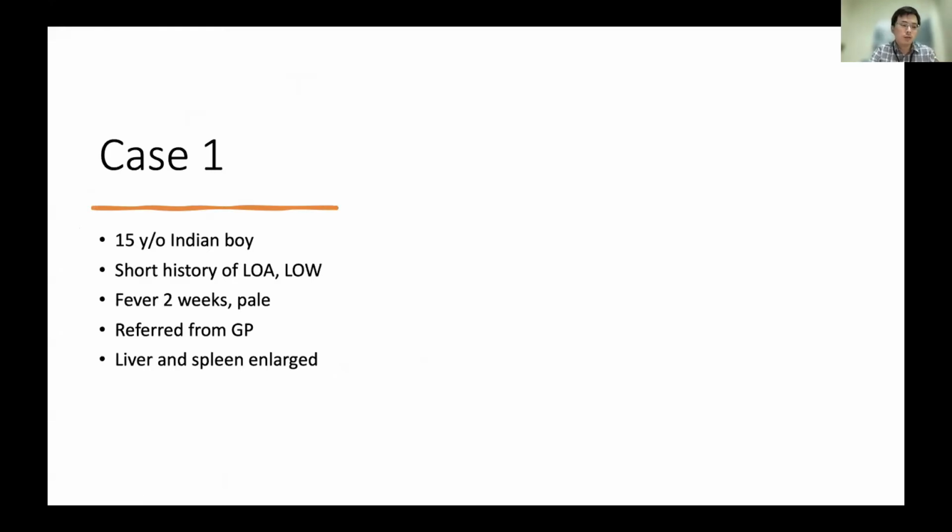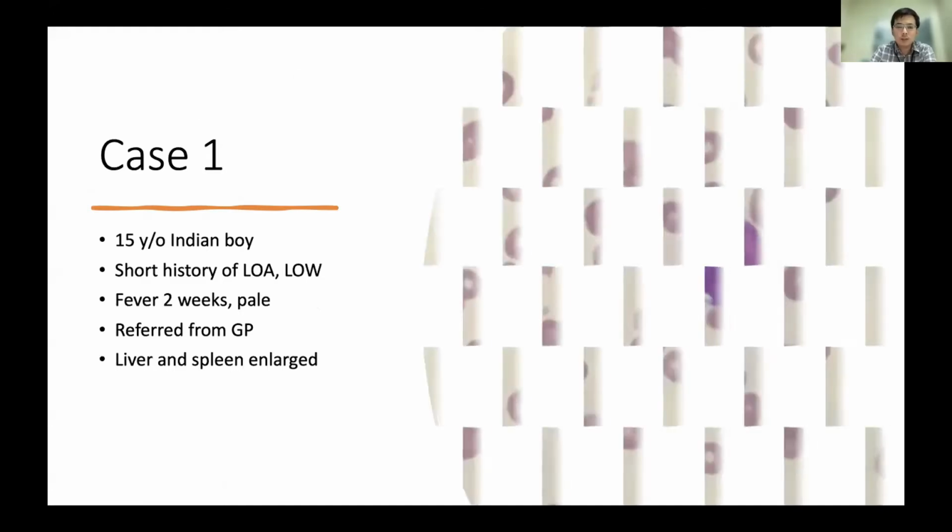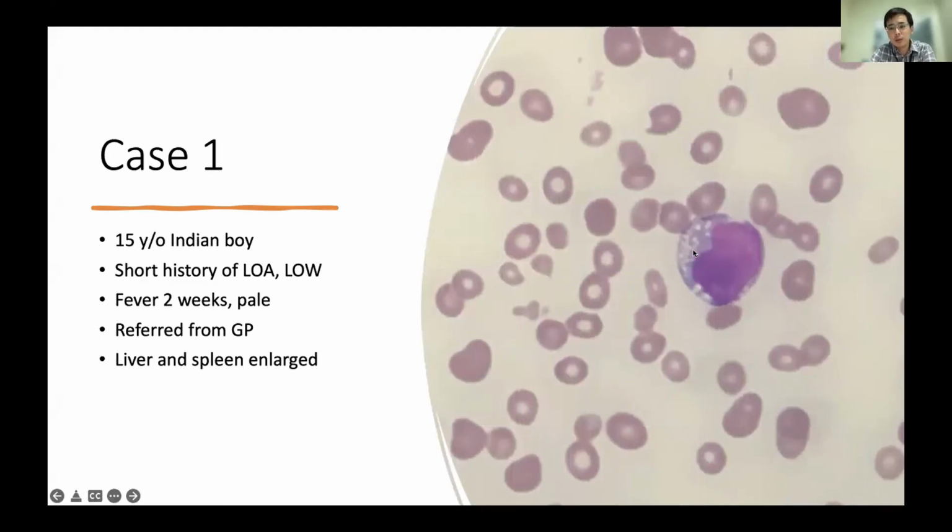So case number 1 is a 15-year-old Indian boy with a short history of loss of weight, loss of appetite, fever for 2 weeks, and also noted to be pale. This is a case referred from a GP, and on examination, the patient has an enlarged liver and spleen. This is the peripheral blood that we saw. The most striking feature in these blast cells, or abnormal cells, is multiple cytoplasmic vacuoles. I would say near to 20.